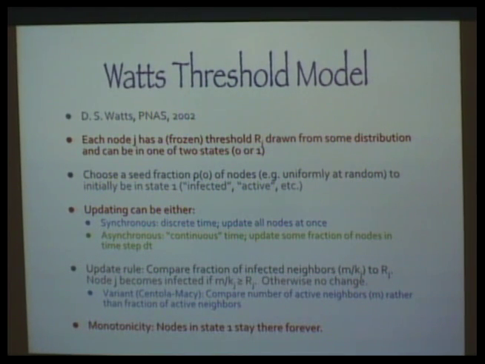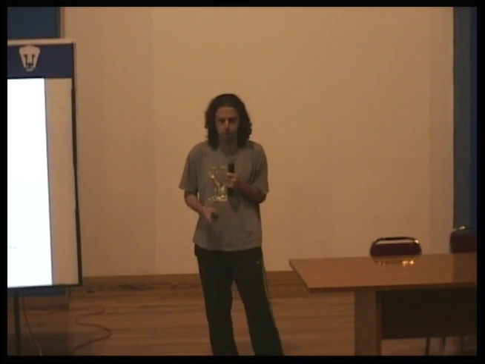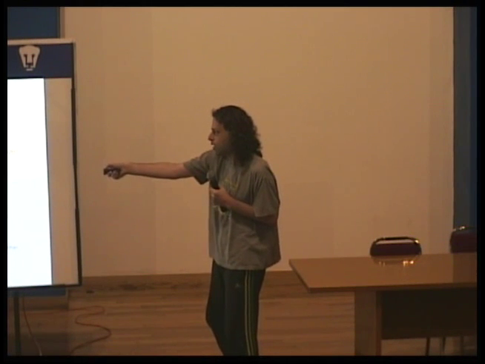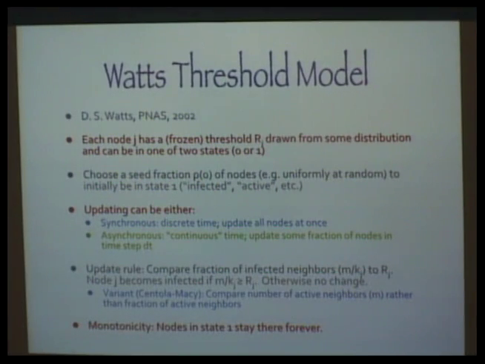In the original model, each node has some threshold, R sub J, where J indexes the nodes, drawn from some distribution. The two most common that are studied are uniform or Gaussian. So when I was talking about parameters being estimated from real data, I'm thinking about these, the types of things that I would want to estimate from some observations, if possible. Each node can be in one of two states, zero or one. Zero means has not adopted, or is healthy, or is uninfected, or passive. One is active, or infected, or adopted, or whatever, what have you.